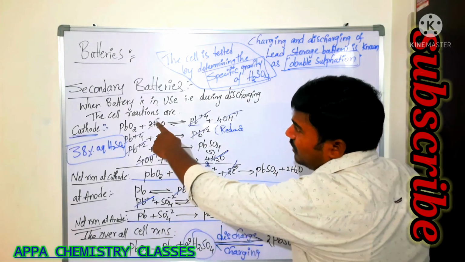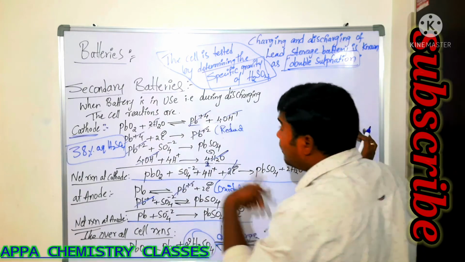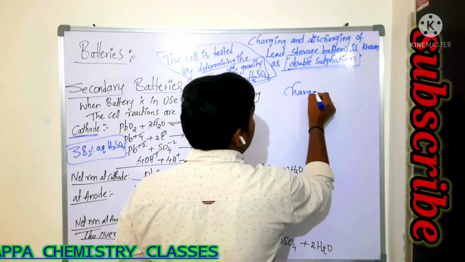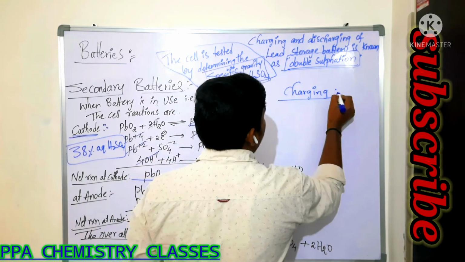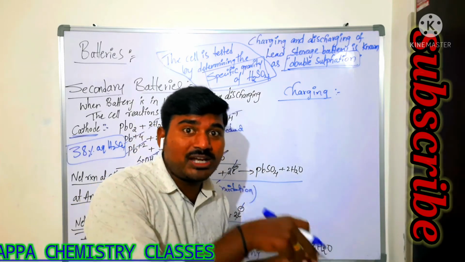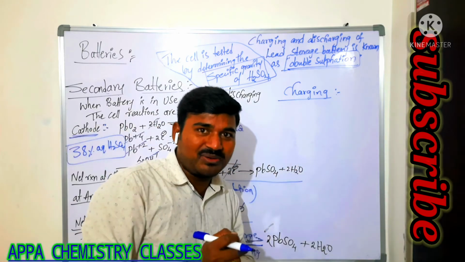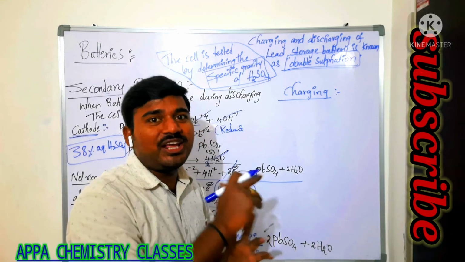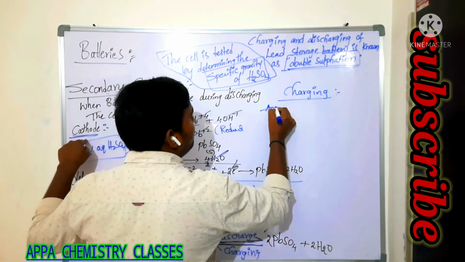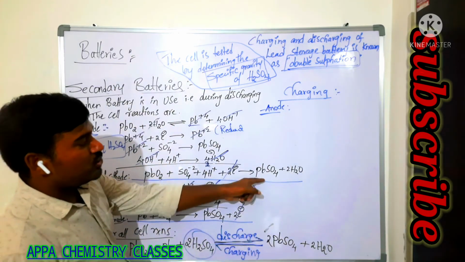Now we have seen the reactions when the battery is discharging. When it is charging, what type of reaction takes place? When the cell is in charging, the reaction which takes place at the cathode takes place at the anode, and the reaction which takes place at the anode takes place at the cathode. It will be completely reversed. The cathode reaction becomes the anode reaction.